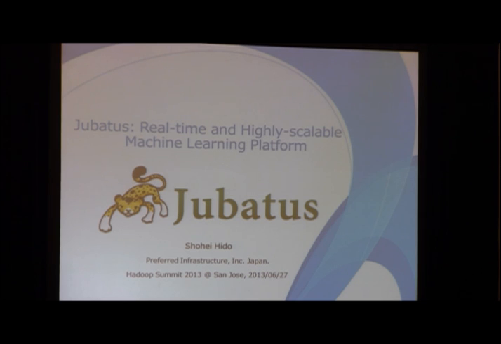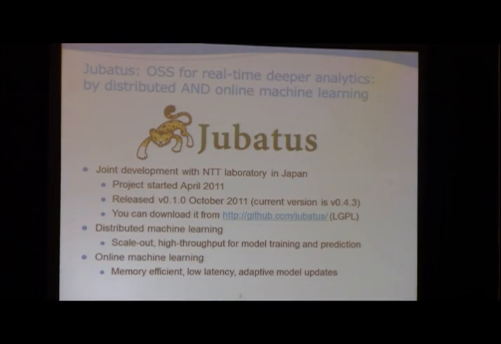Let's get started. I'm Shohei Hido from Preferred Infrastructure, Japan. And today I will talk about Jubatus, a real-time and highly scalable machine learning platform. Jubatus is open source software for real-time deeper analytics by distributed and online machine learning.